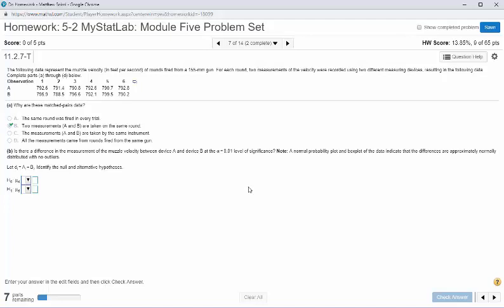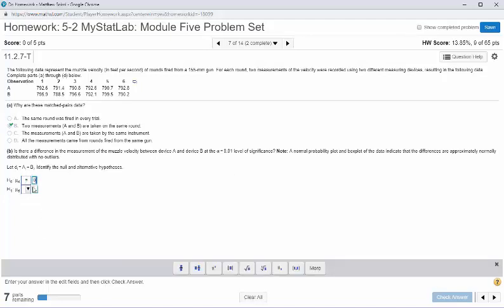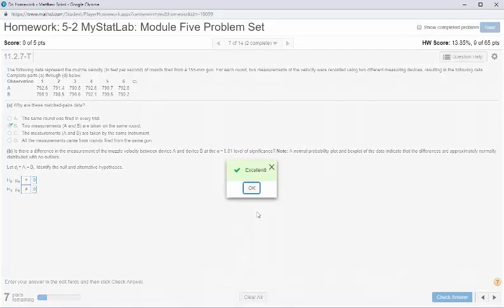Okay, so is there a difference in the measurement of muzzle velocity between device A and device B at the 0.01 level of significance? We're just telling you that they're approximately normally distributed with no outliers. That just means because we have a small sample size, we're allowed to use the methods we've been talking about. So I want to see if there is a difference. The first thing I'm going to do is assume that there is no difference. And I'm going to test to see that, hey, no way, that difference is not equal to 0. There is some difference that exists, because there can be a difference, because the subtraction is negative or positive.